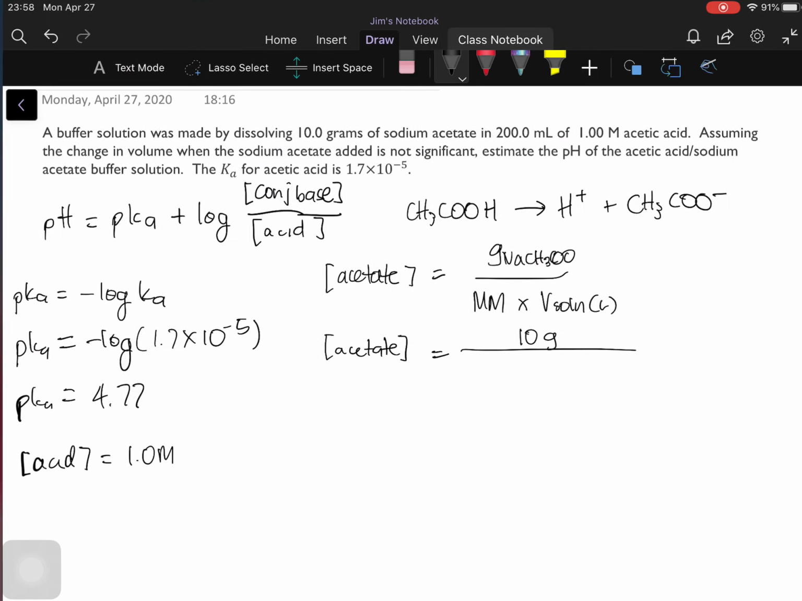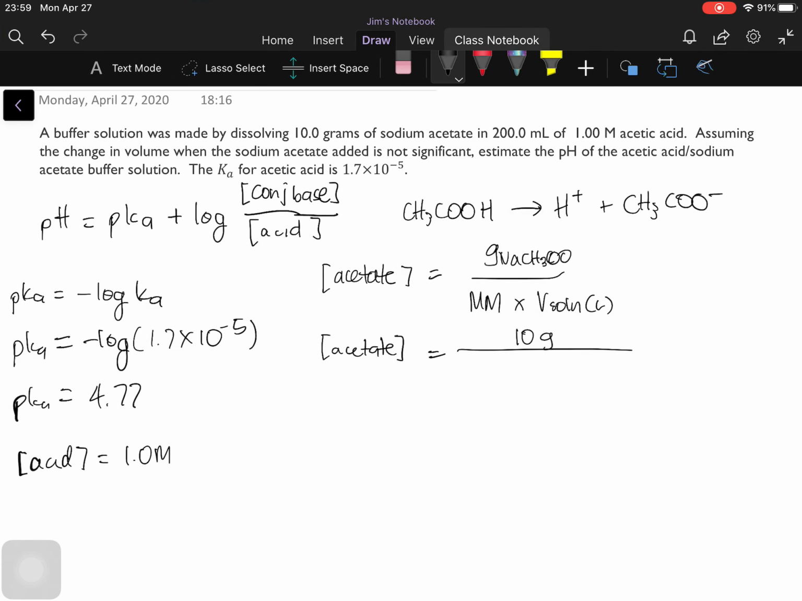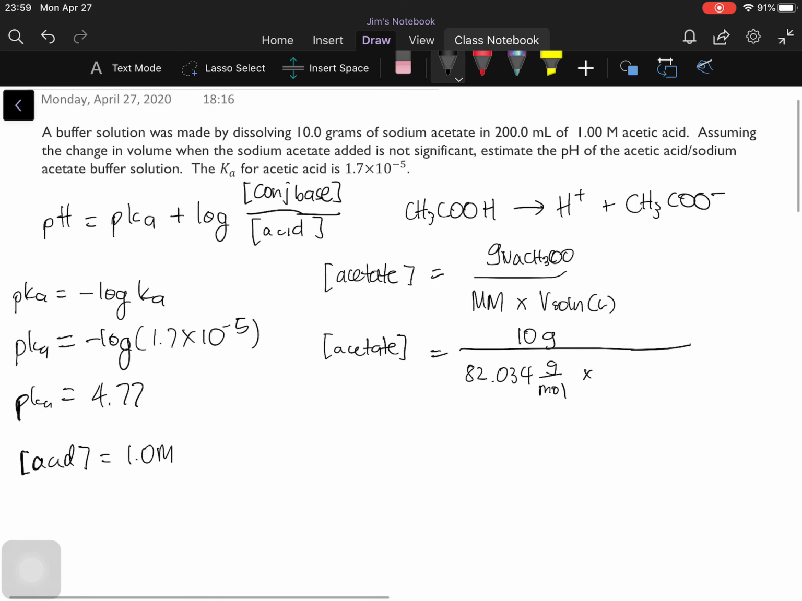So the molar mass for the acetate is 82.034 grams per mole times the volume of the acetate solution, which is 200 ml. So I'm going to convert that into liters. Okay, so that's 0.2 liters. So the concentration of acetate is 10 divided by 82.034 times 0.2.